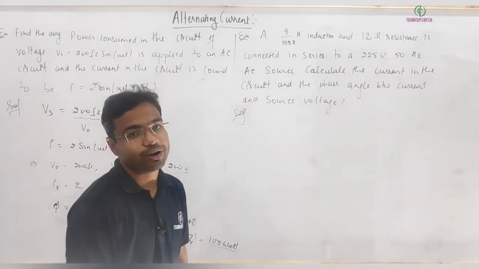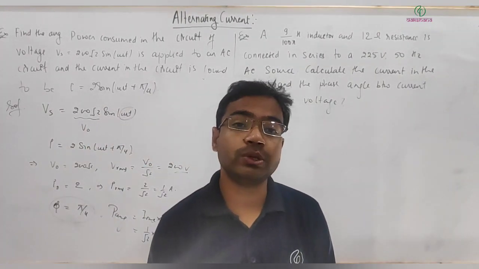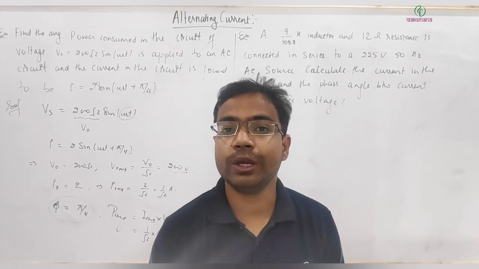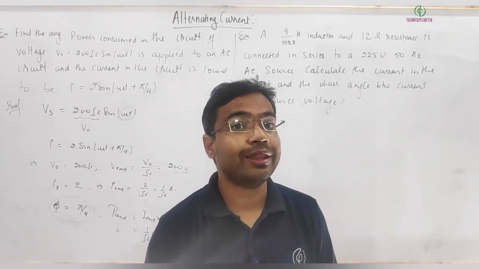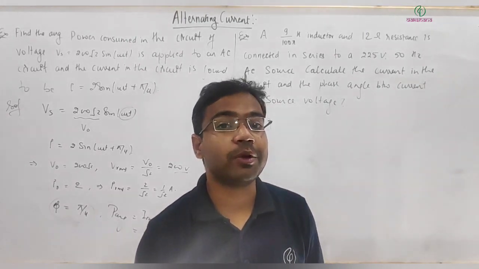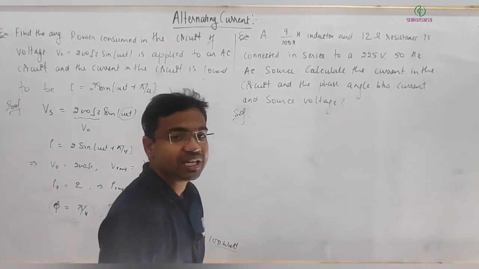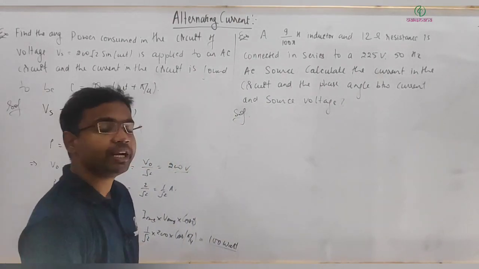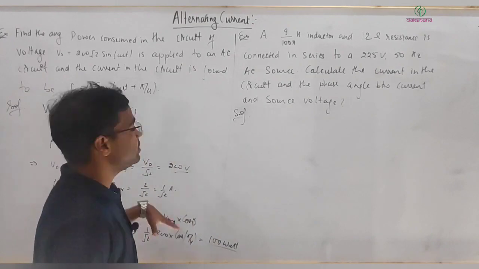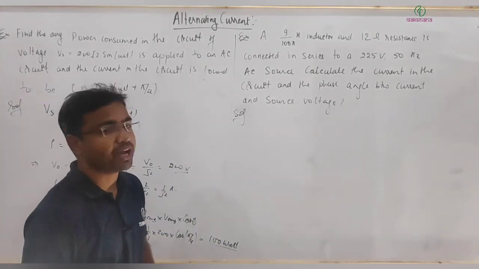You just need to take care of the things that we need to consider here. The RMS value or the peak value should be taken properly. If you make a mistake in that, you will get the wrong answer. So this is about one simple application of calculating average power.